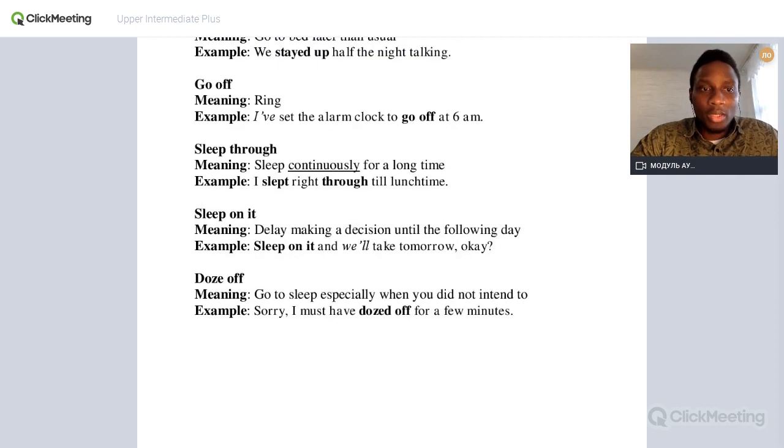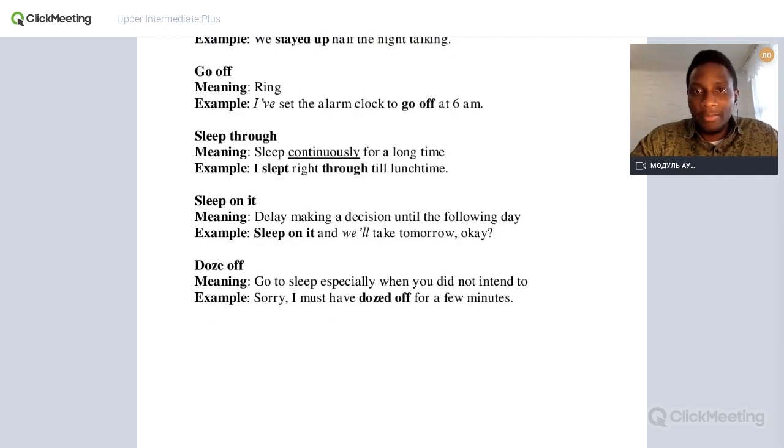Then we look at another one. It's talking about doze off. Doze off. It means go to sleep, especially when you did not intend to. That's what it means. So, for example, you say, sorry, I must have dozed off for a few minutes. That's what it means.